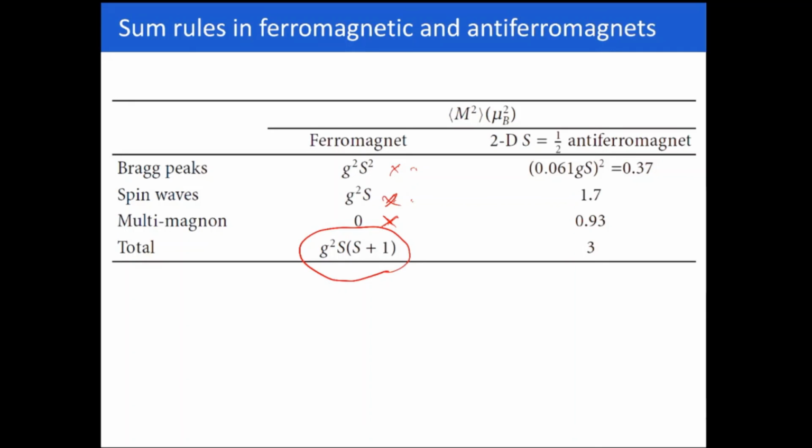In an antiferromagnet, things are more complicated because the excitations are not good eigenstates of the Heisenberg Hamiltonian, for example. So here's what you get for a spin half antiferromagnet, such as lanthanum cuprate, a high temperature superconductor. This is the amount in the Bragg peak, and then the amount in the spin waves. And we know that you get other excitations called multimagnons as well. The fact these exist is a consequence of these not being good eigenstates.